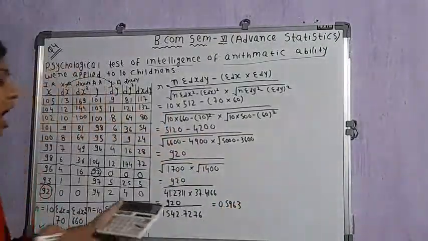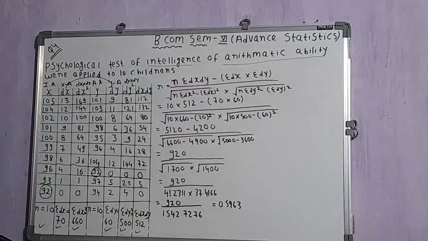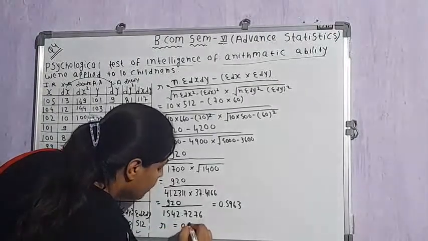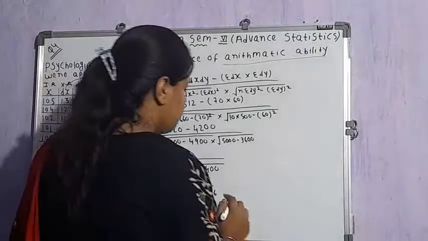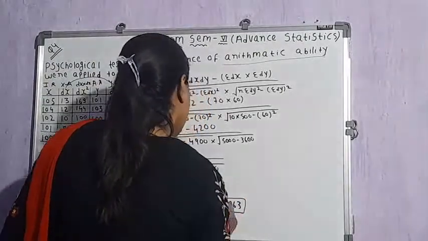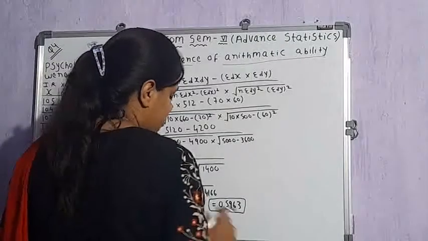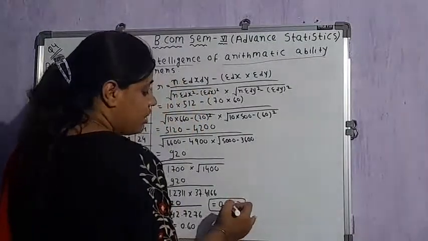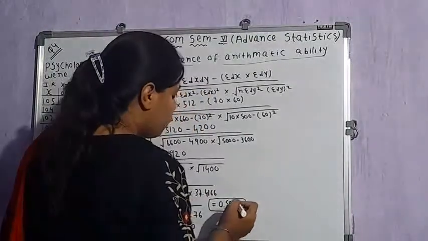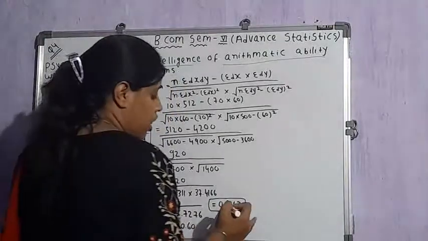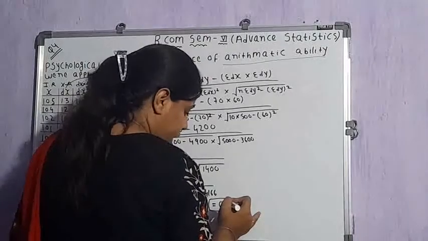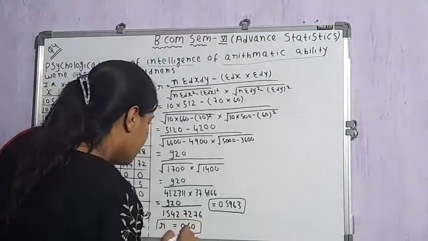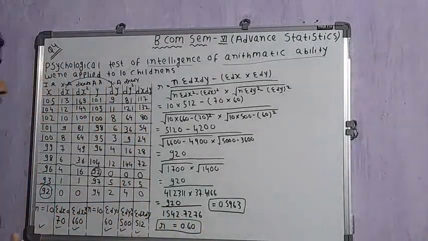It comes to 0.5963. Now we have to take the value of correlation up to 2 decimal points. So we will write r is equal to 0.60, because when you round this figure up to 2 decimal points, it will become 0.60. Why? Because this 6 is more than 5, and whenever the next digit is more than 5, you have to add 1 to the previous digit. So when you add 1 to this 59, it would become 60. That is why the value of the coefficient of correlation over here is positive 0.60.